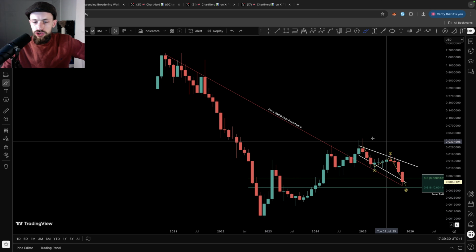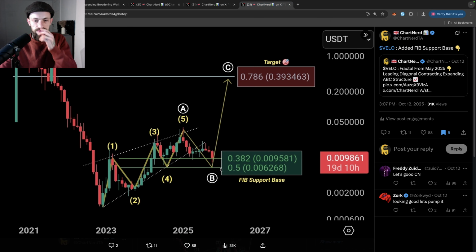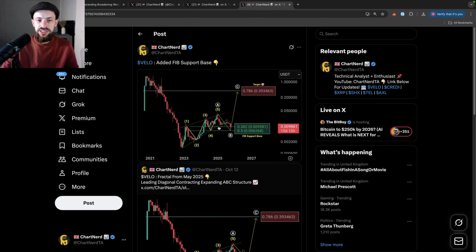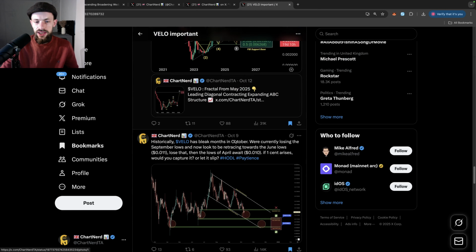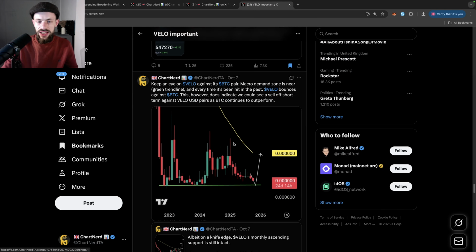And we did lose that structural level of support inside this pattern, right, where I was looking for 0.009 to hold, but then we had the 0.50 at 0.006. And obviously we've got the candle close, which is sitting in this vicinity right now. So as long as Velo can hold above 0.004/0.006, then there is the potential that we are still inside this falling, sorry, what did I say it was? It was like a leading diagonal structure.